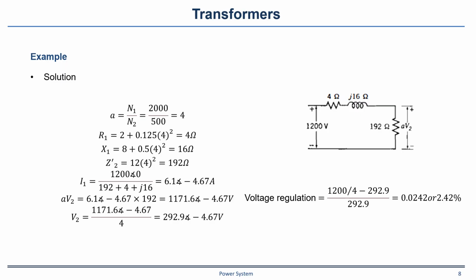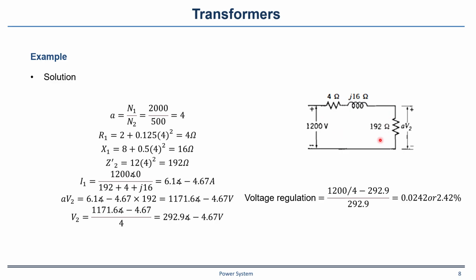We can make a circuit like this as the equivalent circuit. The turns ratio is N1 to N2, so 2000 to 500 is equal to 4. For the equivalent circuit, R1 is 2 plus 0.125 multiplied by 4 squared. This is the ratio squared, and here is the resistance in the secondary. It's the same for the reactance, 8 plus 0.5 multiplied by 16. And the load is connected to the secondary. If we move it to the primary, we should multiply by 4 squared.